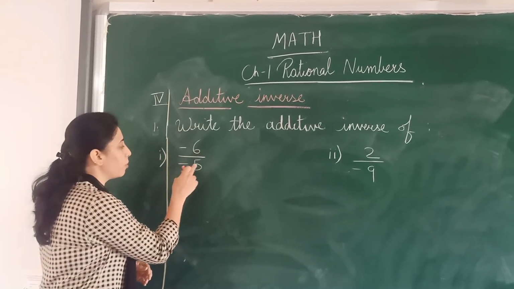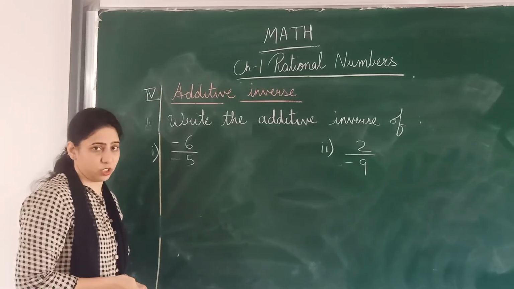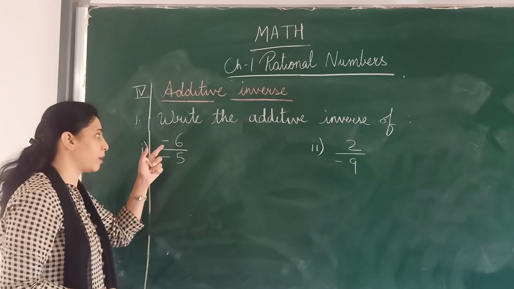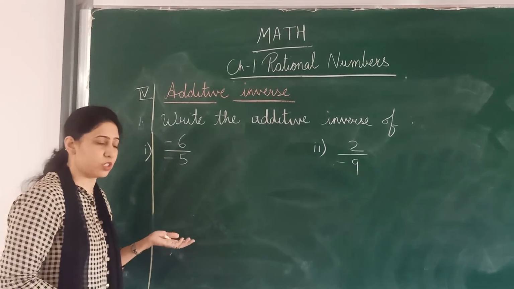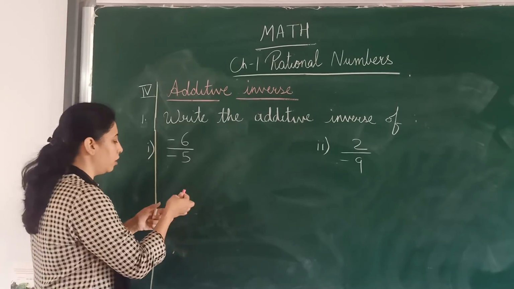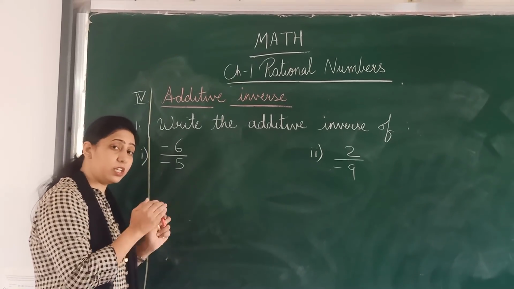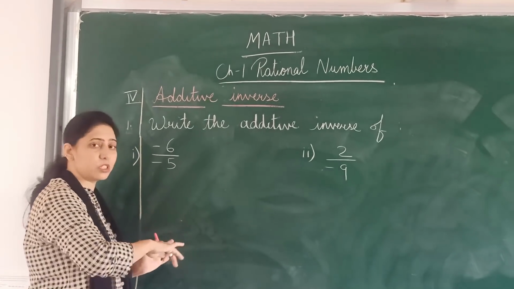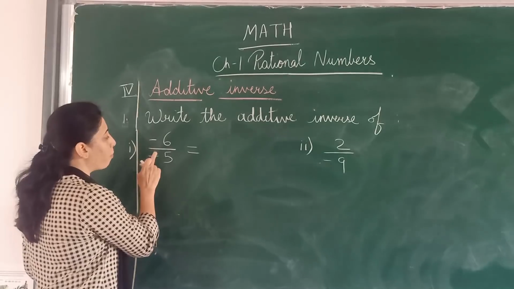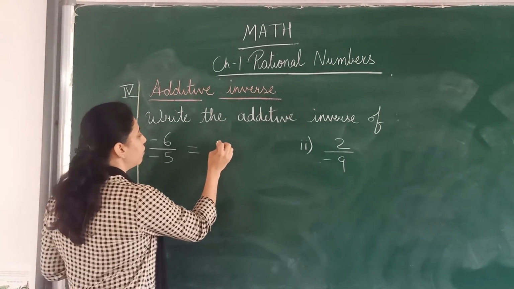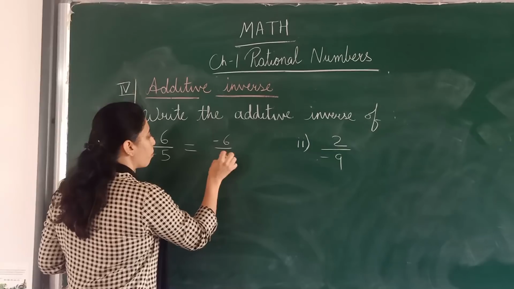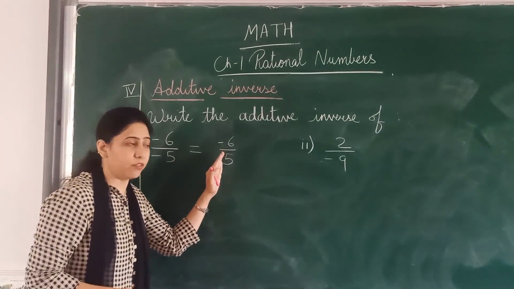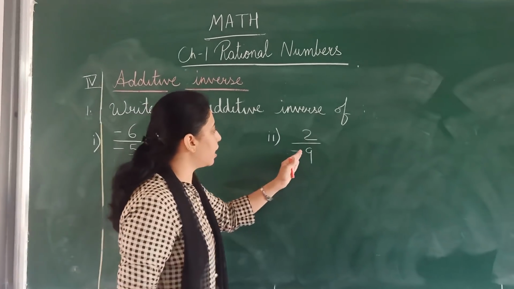Now minus 6 upon minus 5 is a positive rational number. Minus and minus becomes positive. Two similar signs, whether it is minus minus or plus plus, it is a positive rational number. First you have to identify whether it is negative or positive. Then you have to write down the additive inverse. Additive inverse means the opposite. So what is the opposite of minus 6 upon minus 5? That will be minus 6 upon 5. One positive rational number will become a negative rational number. So we will just go with the other example.